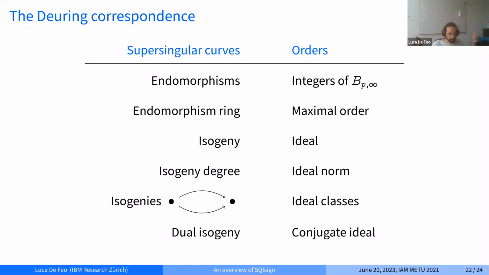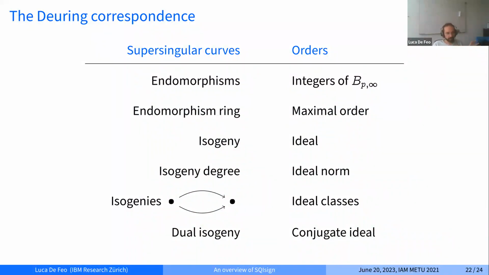Isogenies correspond to ideals inside these orders, and the left order of an ideal corresponds to the endomorphism ring on the left of the isogeny, and the right order corresponds to the endomorphism ring on the right of the isogeny. The degree of an isogeny corresponds to the norm of an ideal. So now this is very powerful because computing the norm of an ideal is something very simple. You just look at its lattice, you look at the matrix that defines the lattice, and then you can compute its norm, and this automatically tells you what the degree of the associated isogeny is.